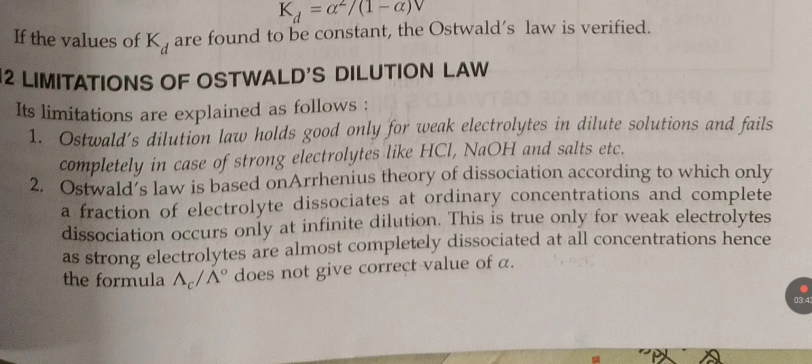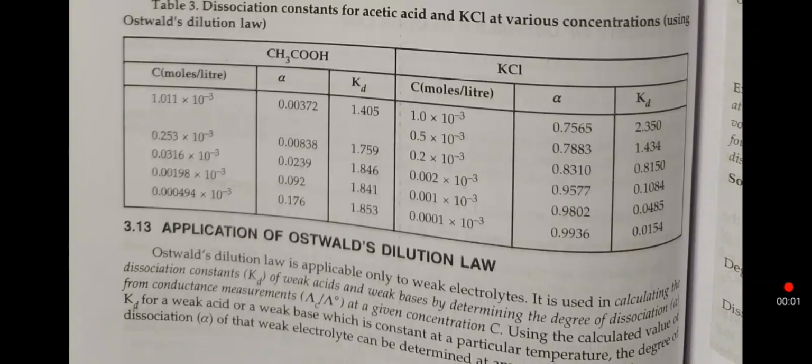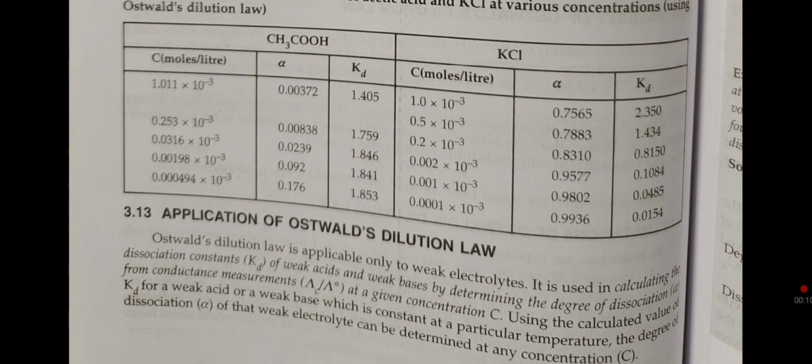Hence the formula lambda C by lambda naught does not give the correct value of alpha. Here, table 3 shows the dissociation constant for acetic acid and KCl at various concentrations using Ostwald dilution law.